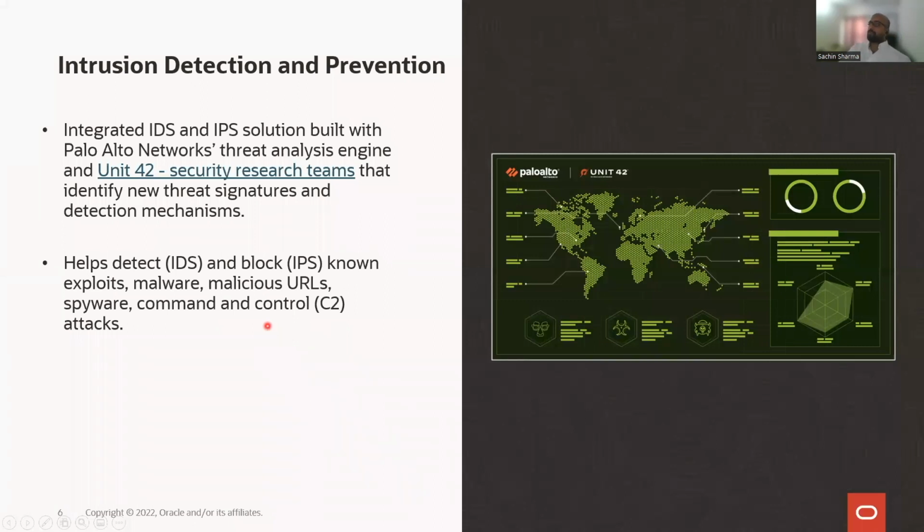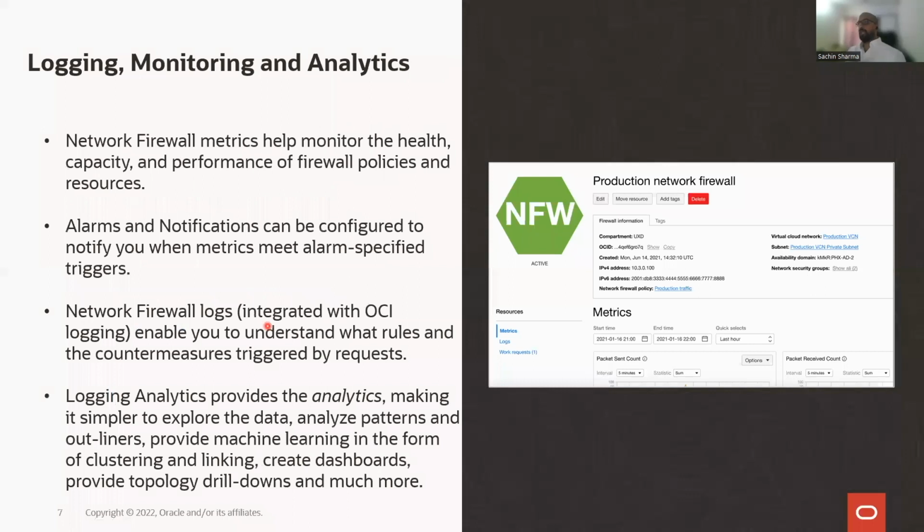When it comes to the next slide, as I've already told you, OCI Network Firewall is integrated with OCI logging and analytics services. The network firewall metrics will help monitor the health, capacity, and performance of the firewall policies which you have created and the resources. Definitely, you can define alarms and notifications, so when the metrics meet the specified alarm conditions, it will trigger a notification to the users.